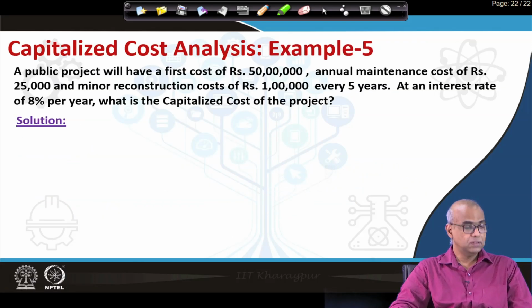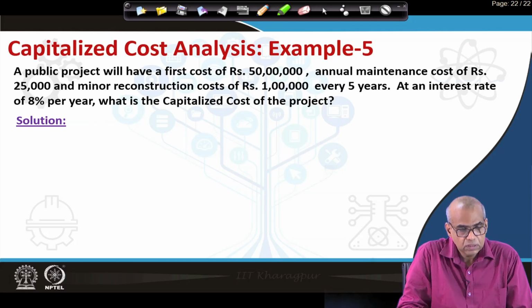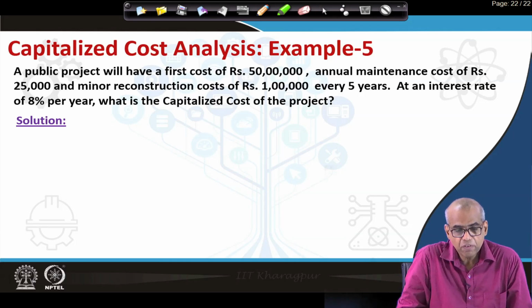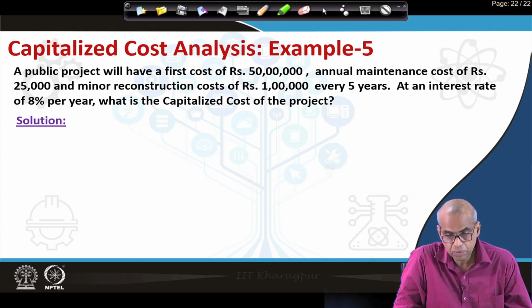Now, let us take an example on the capitalized cost method. A public project will have a first cost of rupees 50 lakhs, annual maintenance cost of rupees 25,000 and minor reconstruction cost of rupees 1 lakh every 5 years. At an interest rate of 8% per year, what is the capitalized cost of the project?